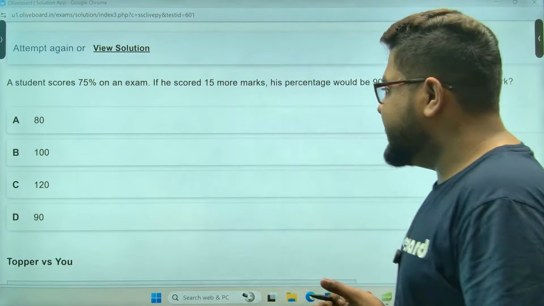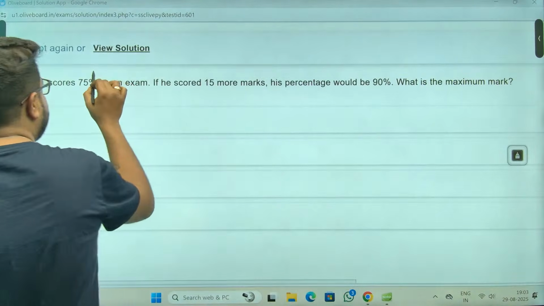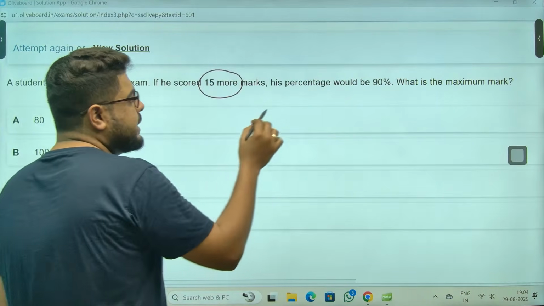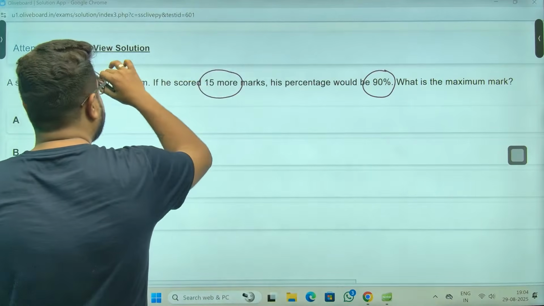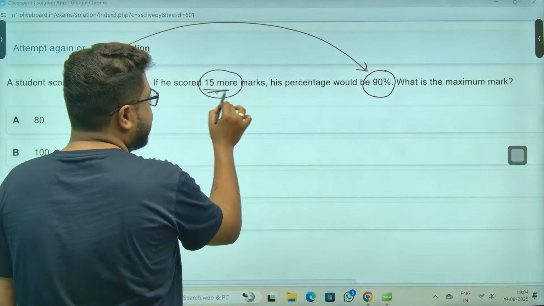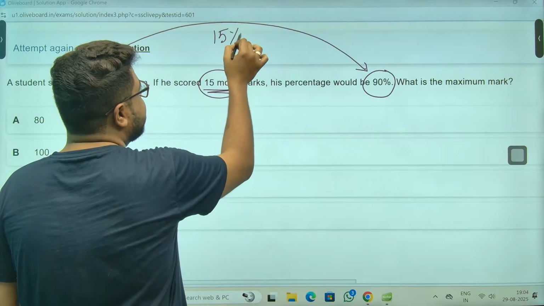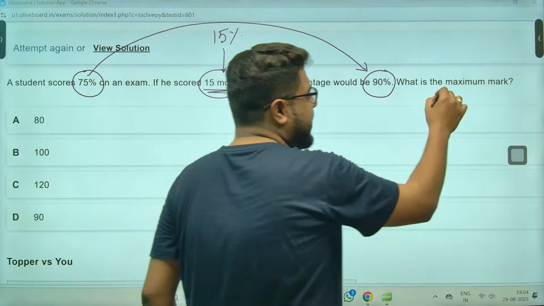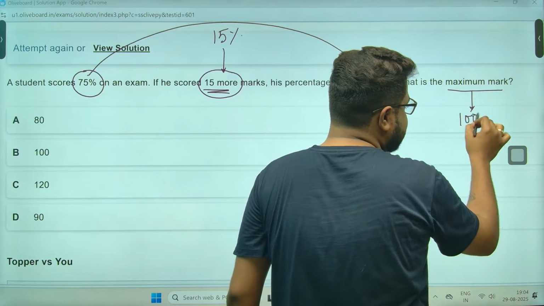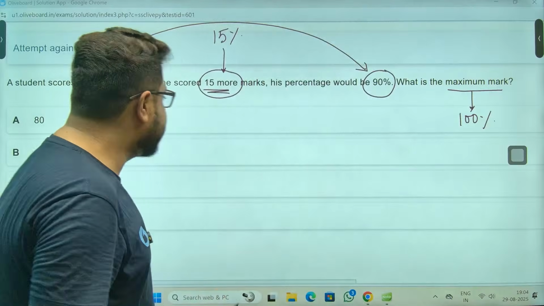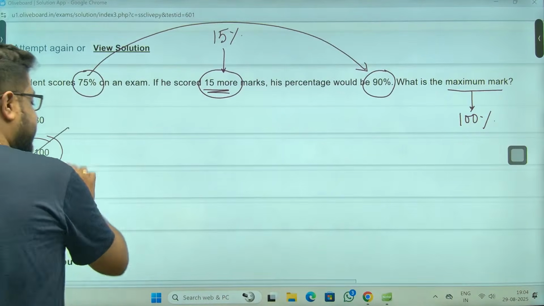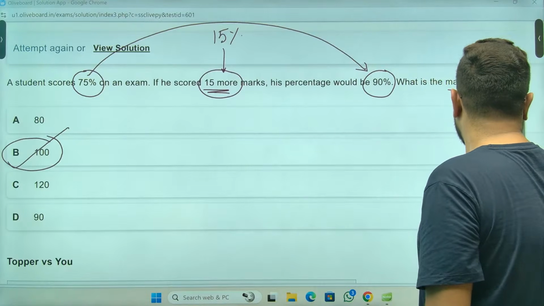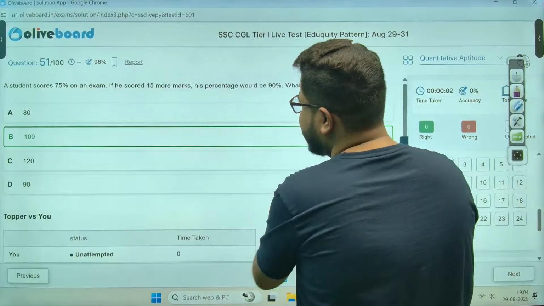So let's start. A student scores 75% on an exam. If he had scored 15 marks more, the percentage would have been 90. So 15% extra, 15 marks is equal to 15% in terms of percentage. Meaning 1% is equal to 1 mark, so maximum marks means 100%, 100 marks. It's a 10-seconder actually. Option B is the right answer for this one. Very simple question to begin with, right?